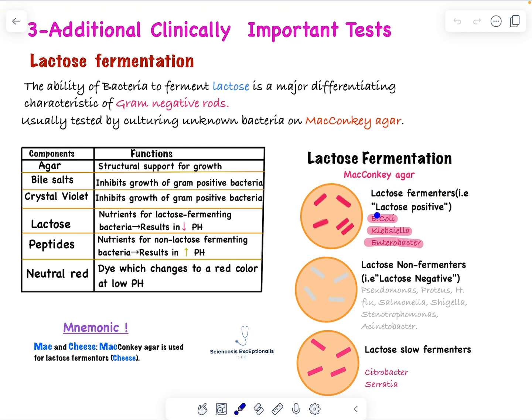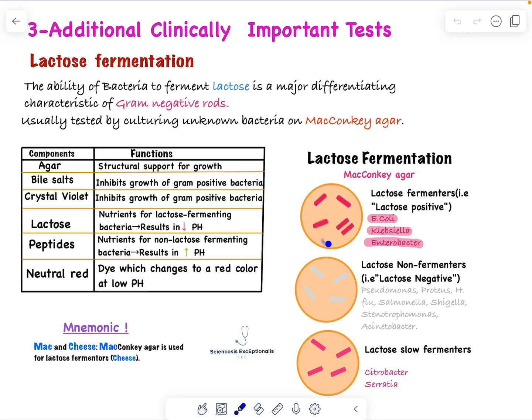Lactose fermenters or lactose positive, those bacteria which can ferment the lactose rapidly, as Escherichia coli, Klebsiella, Enterobacter. These bacteria ferment the lactose in a rapid process, resulting in acidic metabolic products. So the neutral red is going to change into a red color, as you can see here. But because of the rapid fermentation by these bacteria, there are red halos around the colonies.